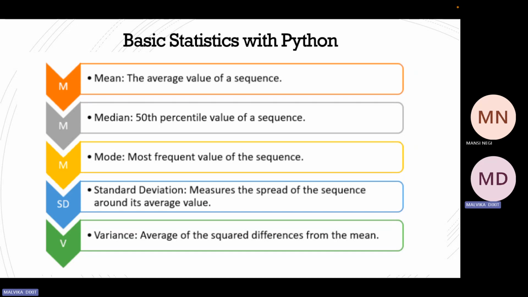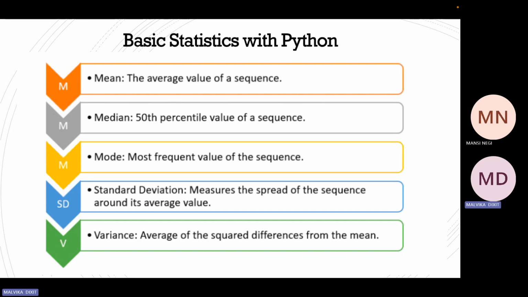So we talk about the mean. The mean is the average value of the sequence: the sum of the numbers divided by the total number of observations. That is how we get the mean. Median is the 50th percentile value of the sequence, meaning the middle value of the sequence. Mode means the occurrence of a particular value in the sequence.